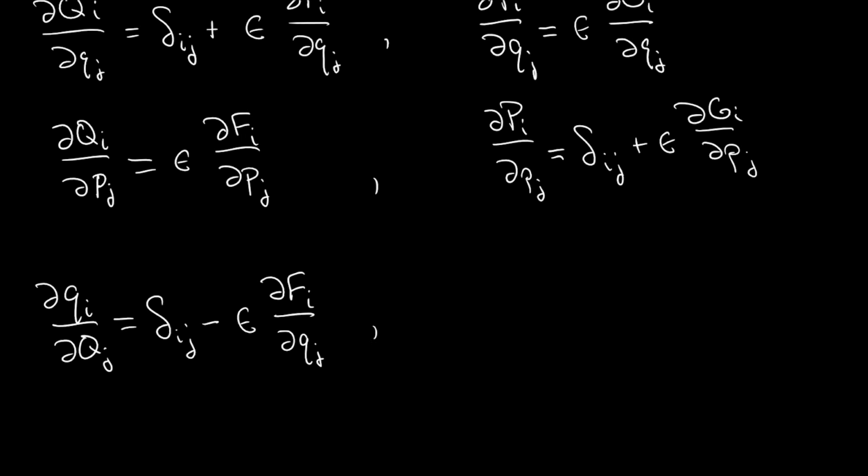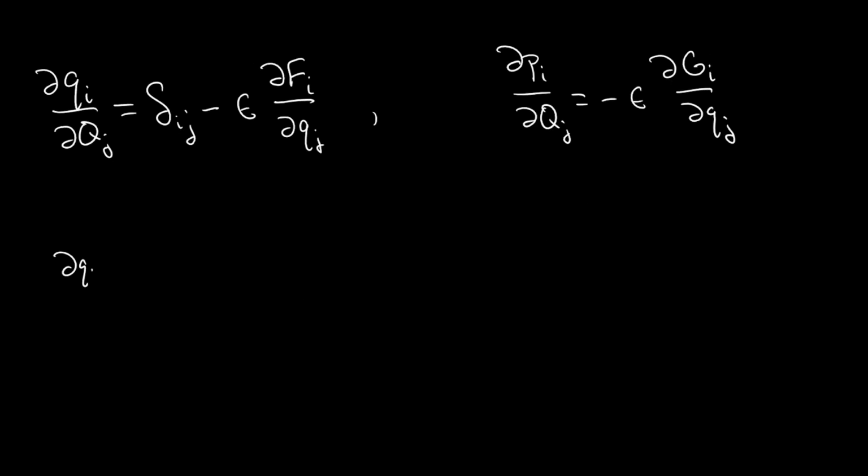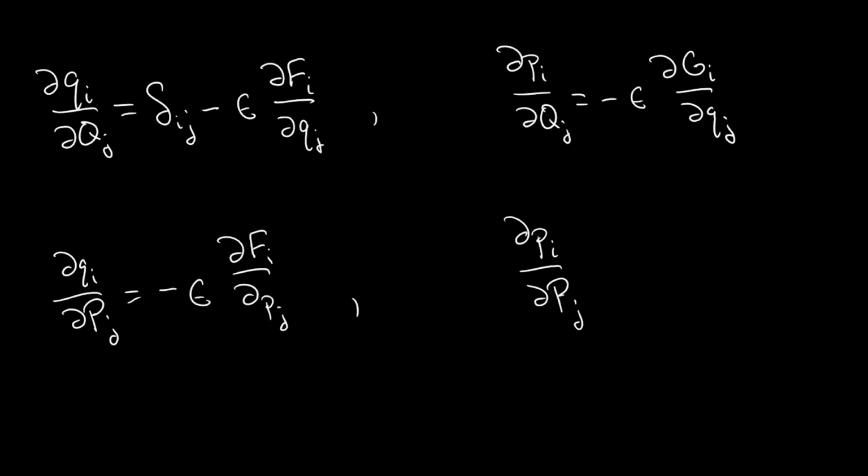And then I can keep going with this. I can look at ∂p_i/∂Q_j, and I get −ε ∂g_i/∂q_j, and then ∂q_i/∂P_j is equal to −ε ∂f_i/∂p_j, and then ∂P_i/∂P_j is δ_ij − ε ∂g_i/∂p_j.